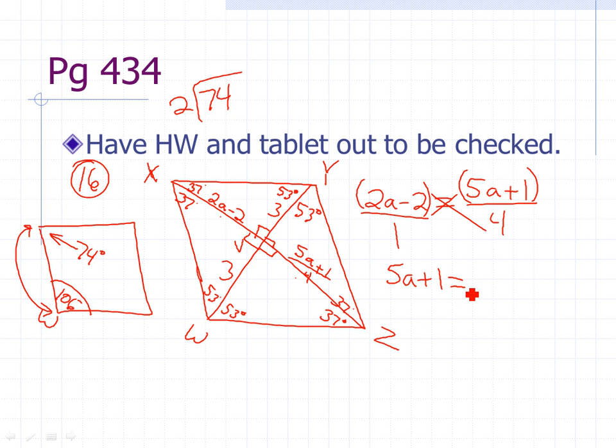But when I cross multiply the other way, I get 4 times (2a minus 2). What do I have to do here? Distribute, good. Somebody tell me what that's gonna give me. 4 times 2 is 8. 4 times negative 2. 4 times negative 2 is what? Is it negative 8? Yep. Now what do you do?